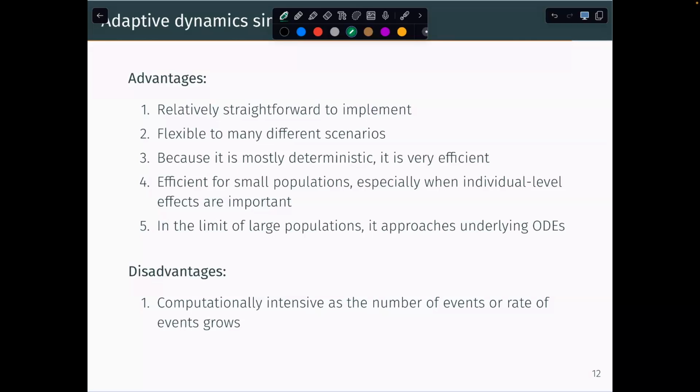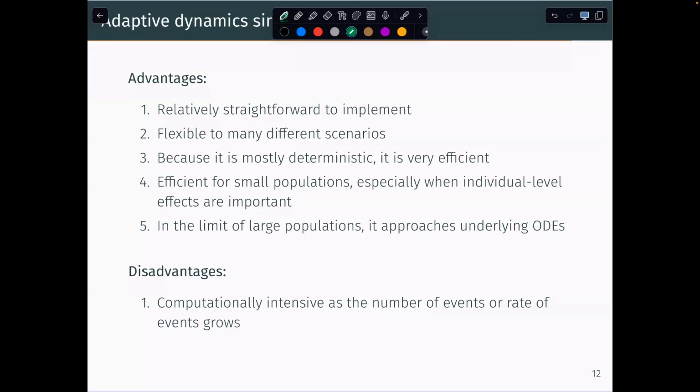If you can solve some ODEs, adding those additional steps of mutation and extinctions on is essentially just manipulating your initial conditions before you solve them again. Okay, so in that sense it is relatively straightforward to implement. If you can solve ODEs, you should be able to build up to this algorithm. Like the Gillespie algorithm, it's flexible to many different scenarios. As long as you can write down some ODEs, you can use this method, right?